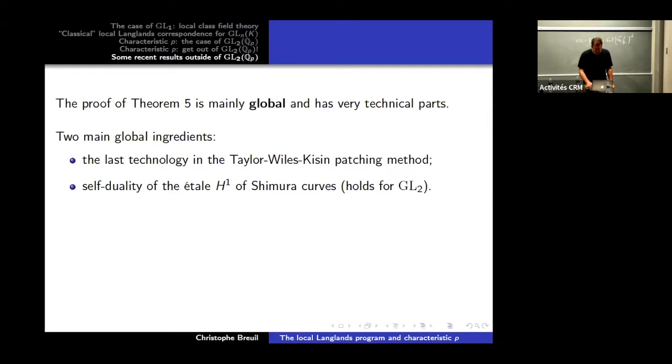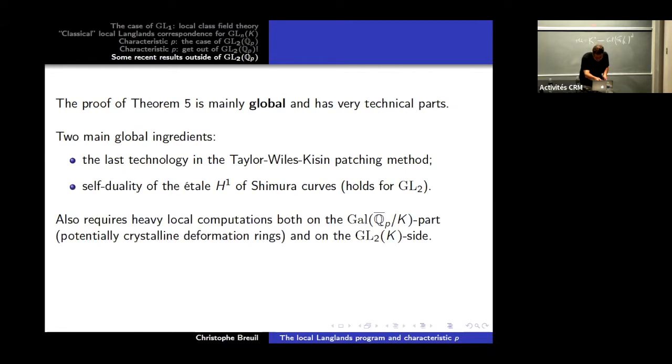And this is an important thing which only holds for GL2, which means that if we want to extend our result to GL3, it's no more self-dual. So this means that it's not going to be possible to extend the proofs without serious, non-trivial new ideas. But at least with these two ingredients, and also, I mean, this is of course not enough.